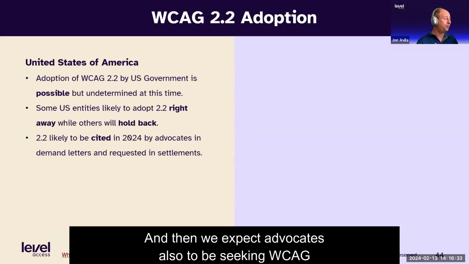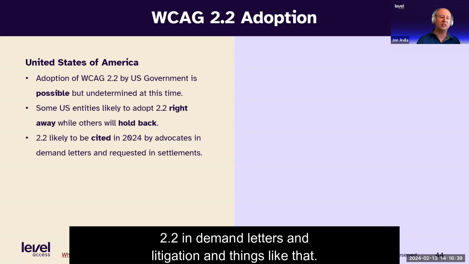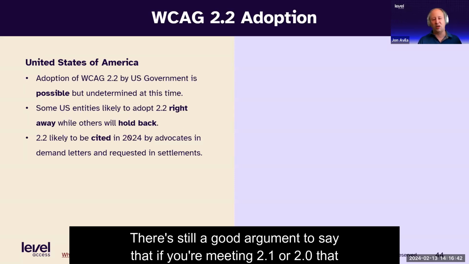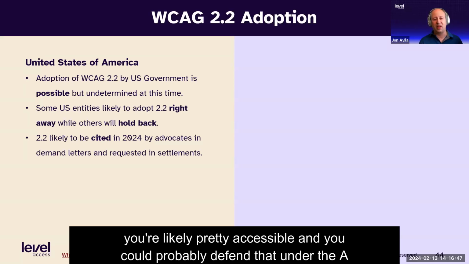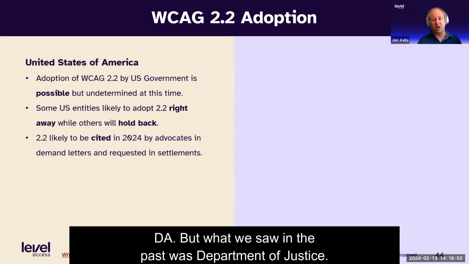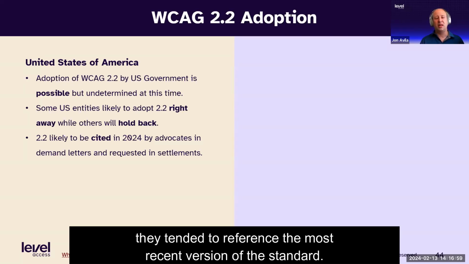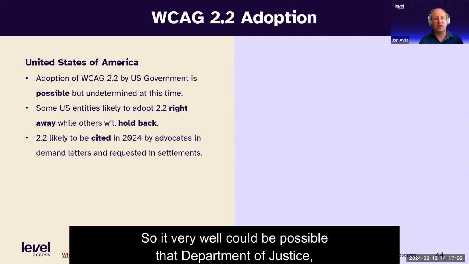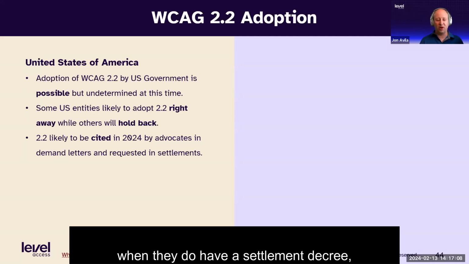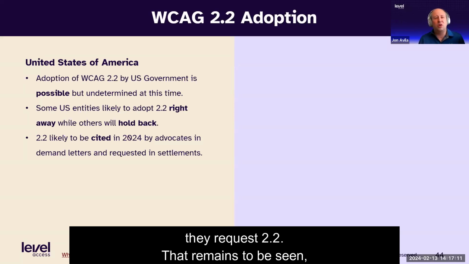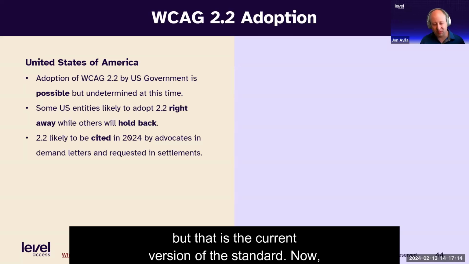And then we expect advocates also to be seeking WCAG 2.2 in demand letters and litigation and things like that. There's still a good argument to say that if you're meeting 2.1 or 2.0, you're likely pretty accessible and you could probably defend that under the ADA. But what we saw in the past with the Department of Justice, anytime they did a settlement with an organization, they tended to reference the most recent version of the standard. So it very well could be possible that the Department of Justice, when they do have a settlement decree, requests 2.2. That remains to be seen, but that is the current version of the standard.